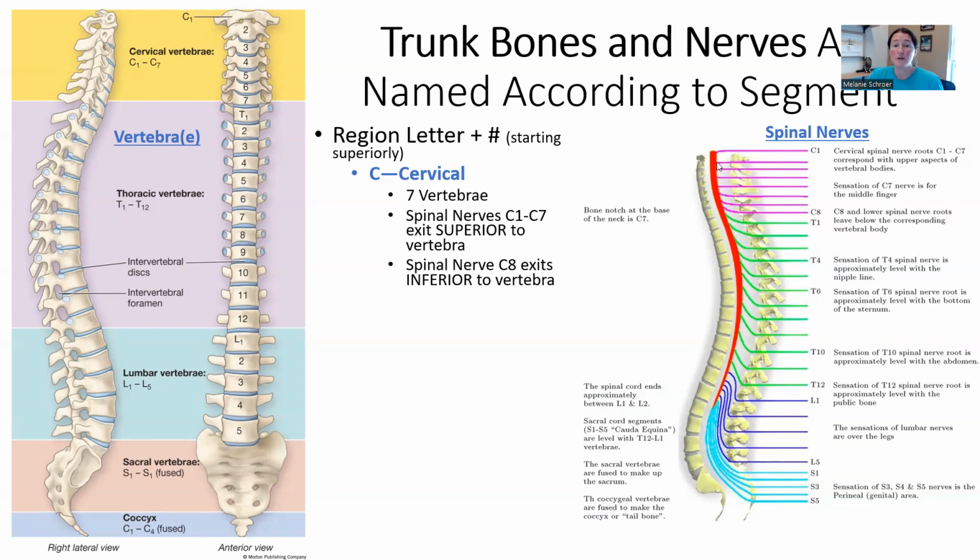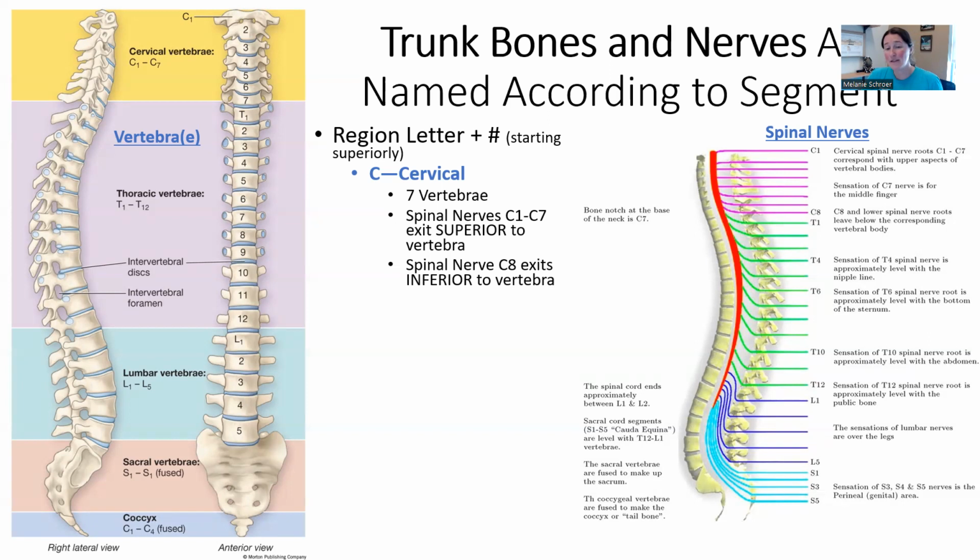Okay. Spinal nerve C2 exits above vertebra C2. Spinal nerve C3 exits above vertebra C3, okay? And so on and so forth all the way down. However, there is one exception to this. There are, in fact, 8 spinal nerves in the cervical region, and there are 7 vertebrae within the cervical region. And so spinal nerves C1 all the way down to C7 exit above their similarly named vertebra. So C1 is over C1, C2 is over C2.